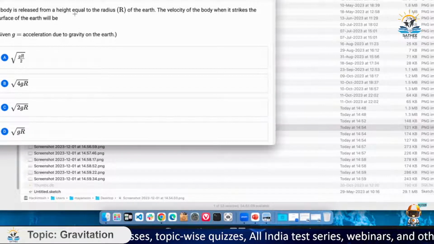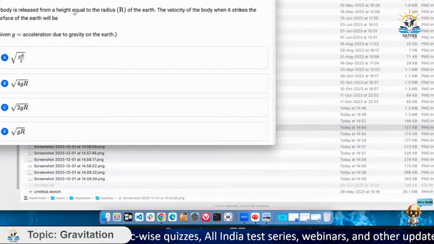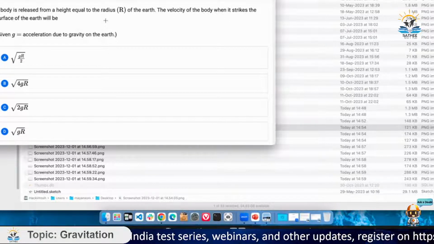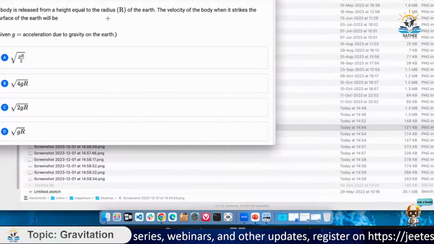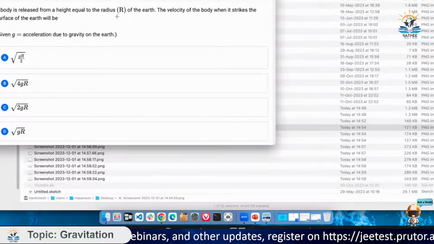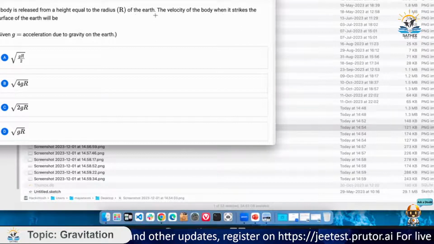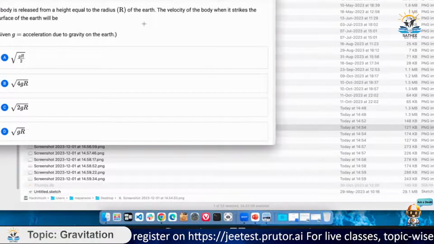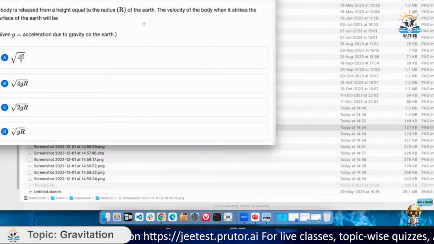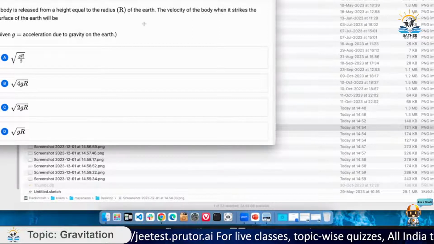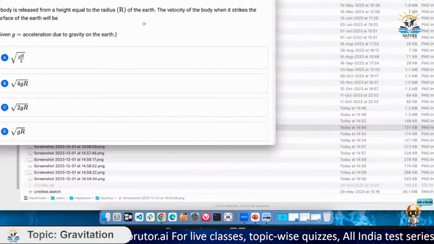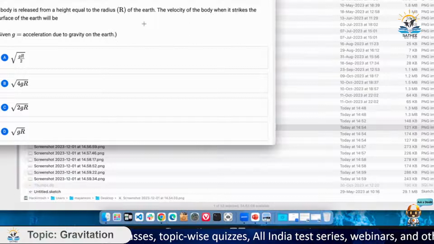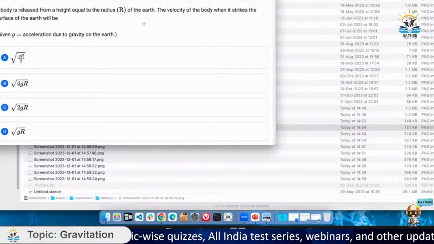Now suppose when the body is at a height equal to the radius of earth, at that point the body has zero velocity since it is released from that height. So the only energy the body has at that point is gravitational potential energy. That can be written as minus G M m upon (R plus h), that is, R plus h. Since h is equal to R, we can write it as minus G M m upon 2R.